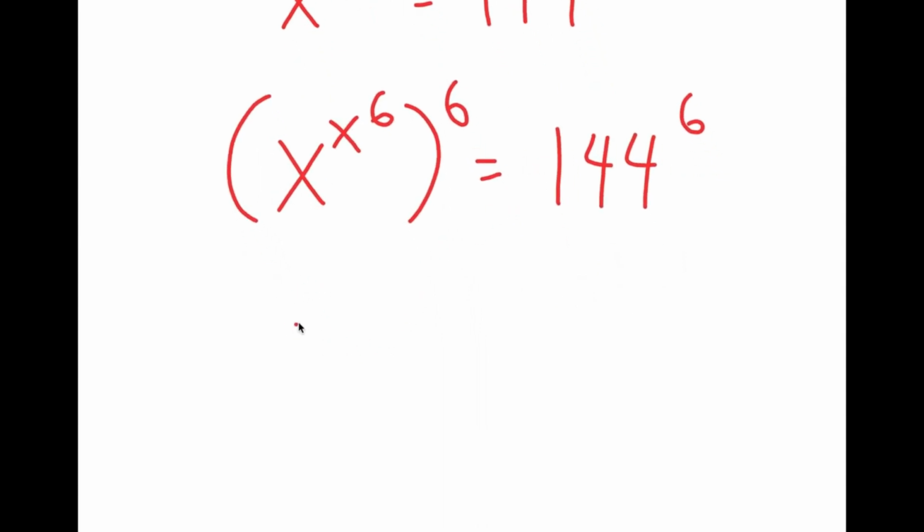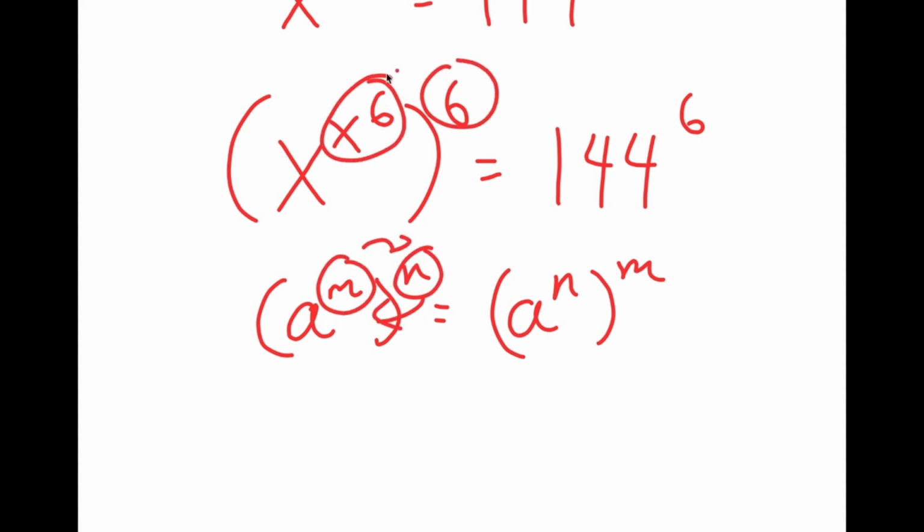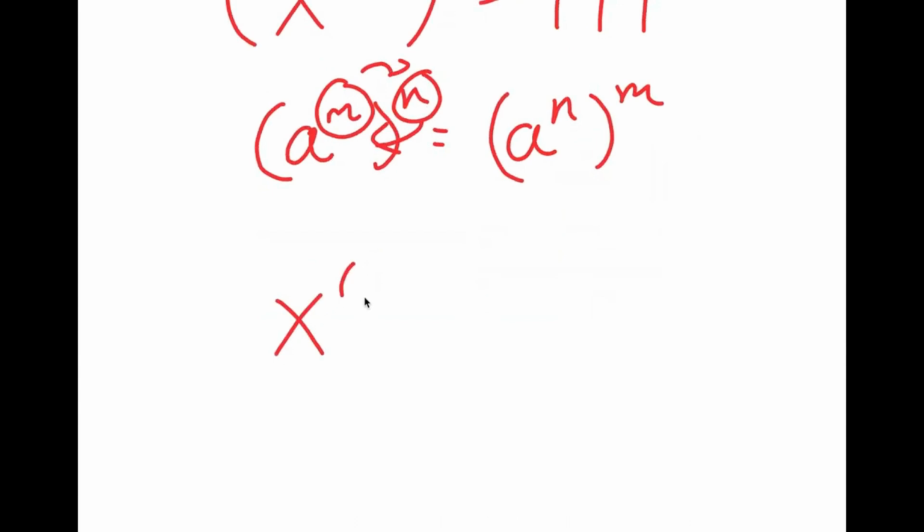Now from here, if I have something in the form a to the power of m to the power of n, this is equal to a to the power of n to the power of m. So basically I can switch the places of these two exponents. So that's what I'm going to do with x to the power of 6 and 6. So now I get x to the power of 6 to the power of x to the power of 6 is equal to 144 to the power of 6.